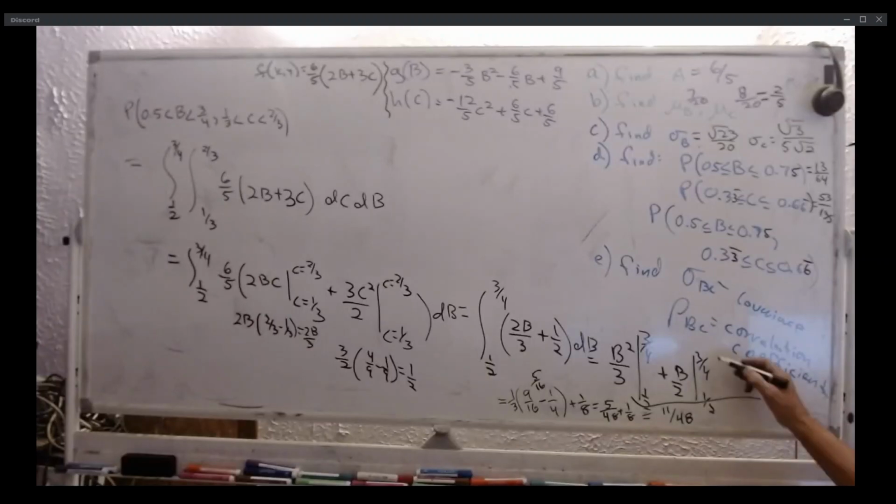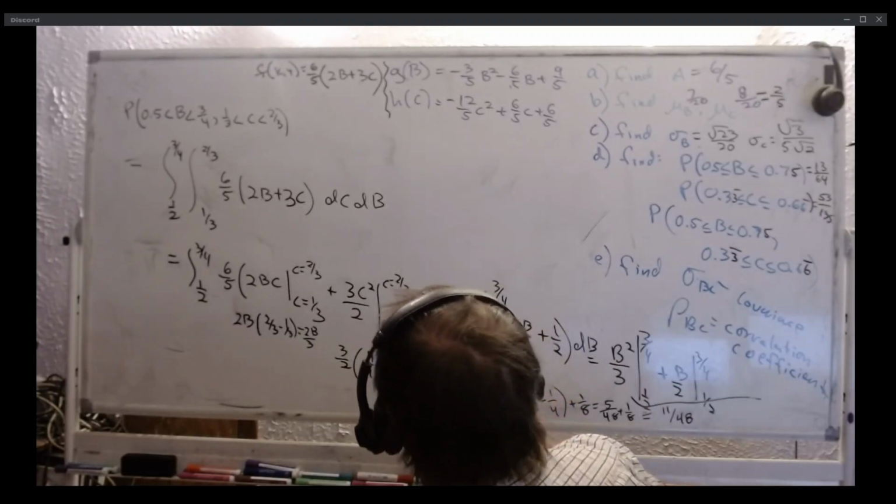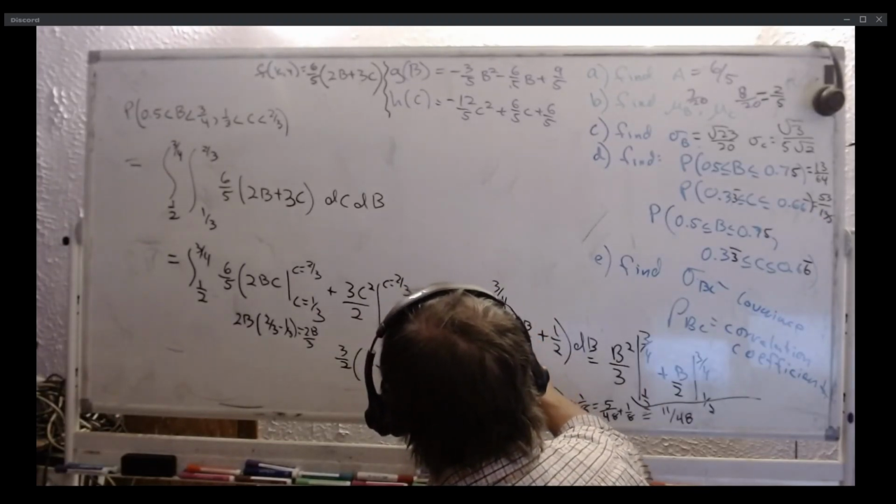Three-quarters minus, this is 1/4, times 1/2. Wait, 11. No, it's still different. Where did your 6/5 go? Oh, did I drop a coefficient? I most certainly did. 6/5 multiplies the whole thing, doesn't it? Yeah, you still get a different answer than what I got though.